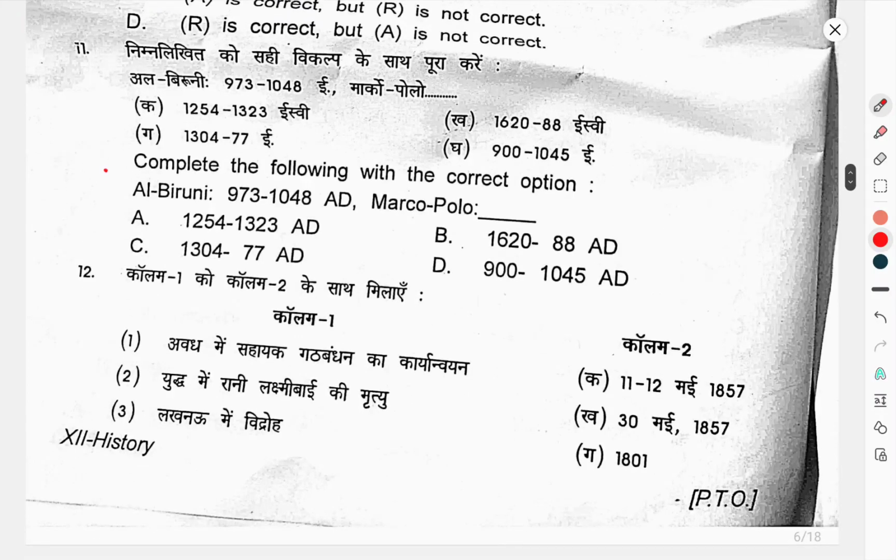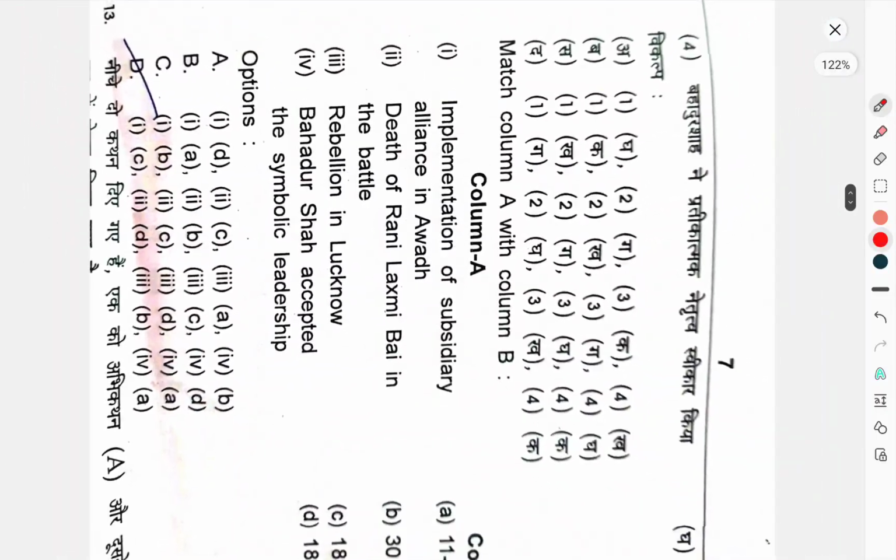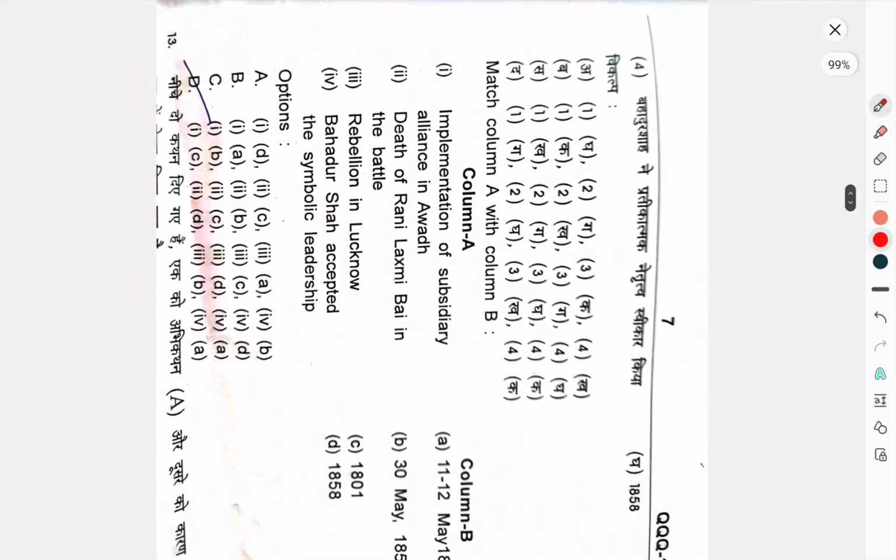Let's come to question number 11. Complete the following with the correct option: Al-Biruni and Marco Polo. Question number 12, match column A with column B. Here you have to match column A with column B. You have to see this is column A and this is column B. You have to match these things with column B. Options are given, from which you have to choose the correct option.